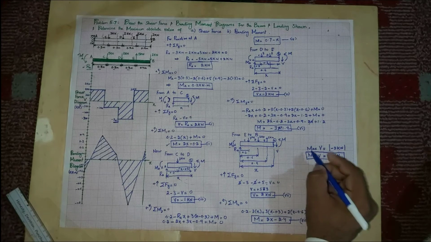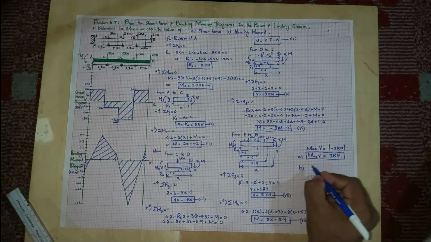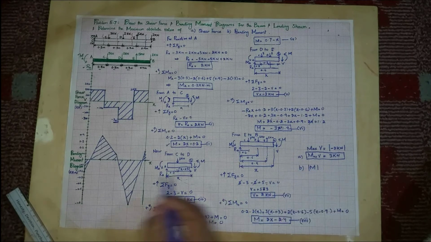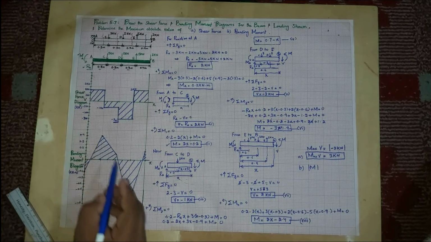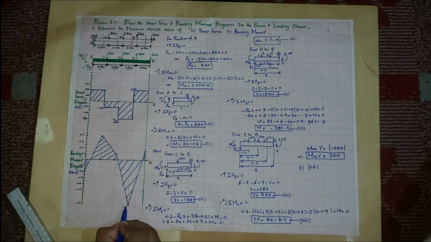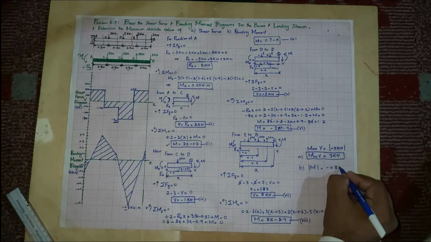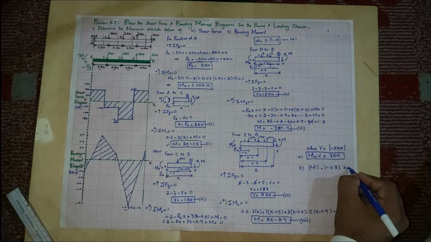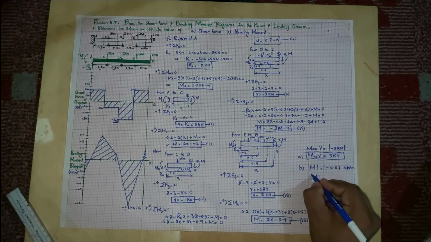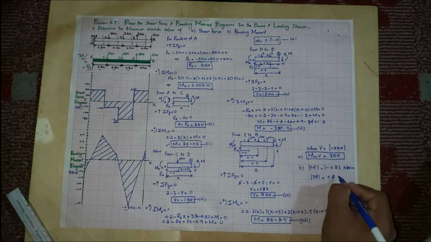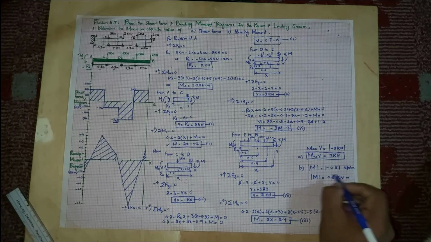That is part A. Now for B, maximum value of bending moment. So you can see this point is 0.2, this is 0.4, this is minus 0.8. Now minus means clockwise direction. So we will take 0.8 kilonewton into meter, which is the maximum bending moment. So that is minus 0.8 kilonewton into meter. So the absolute value of bending moment is 0.8 kilonewton into meter.